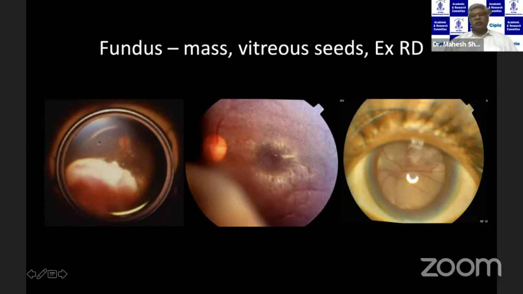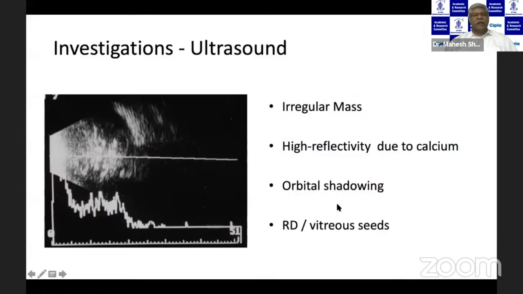This is how a retinoblastoma can present. So what do we do when we see leukocoria? Next step is to do an ultrasound in the clinic. Retinoblastoma presents as an irregular mass with multiple high reflective areas because of the presence of calcium.